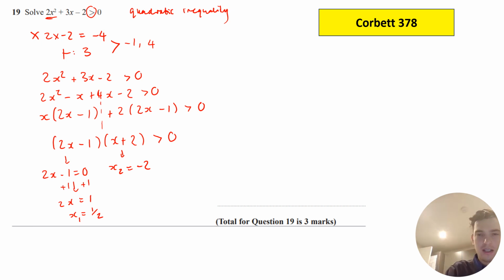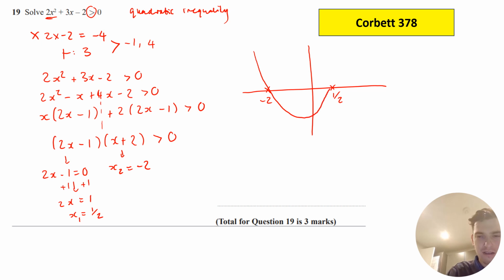So let's now plot this graph here. So I got minus 2 and a half. And my quadratic looks like that. Okay, so my final step is to figure out what part of the inequality I want. So because it's bigger than 0, remember, I need to have everything that is above my x-axis. So how do I write this region?